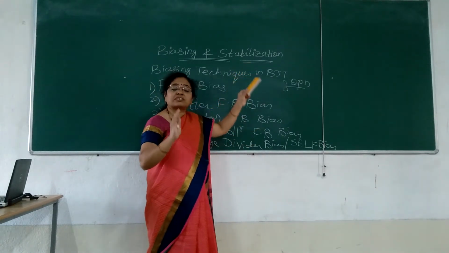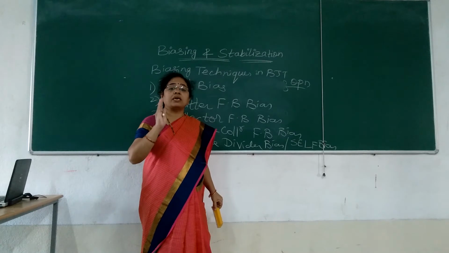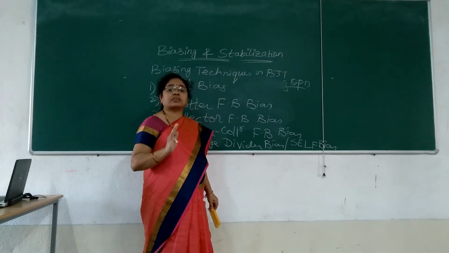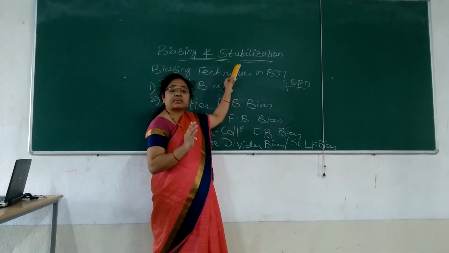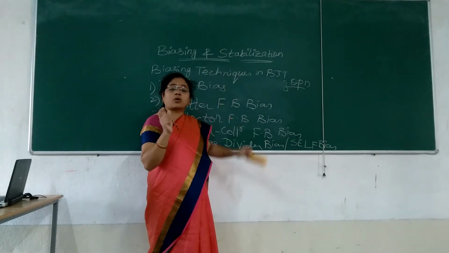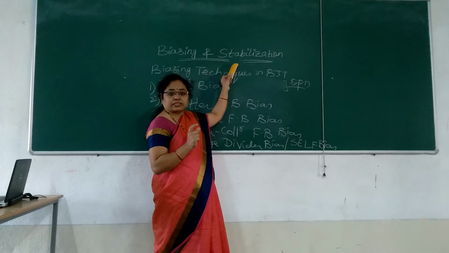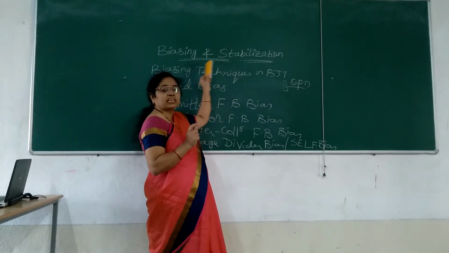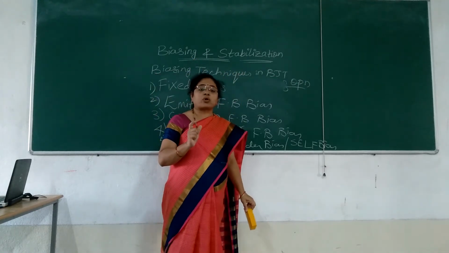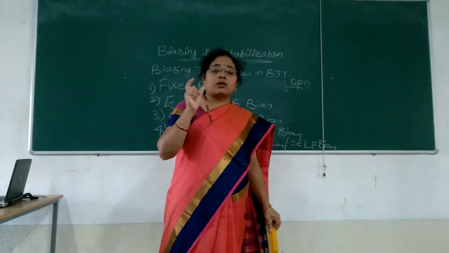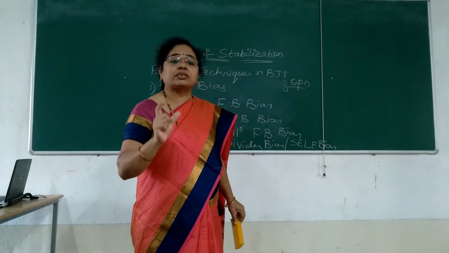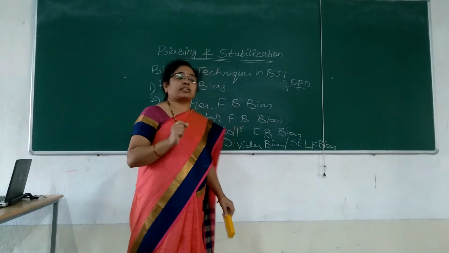We have to make the circuit stable. We have to make the collector current stable in the circuit. The process of making collector current stable so that the operating point doesn't shift is called stabilization. So biasing and stabilization is an important concept in the working of a BJT circuit, or BJT amplifier, we can say.